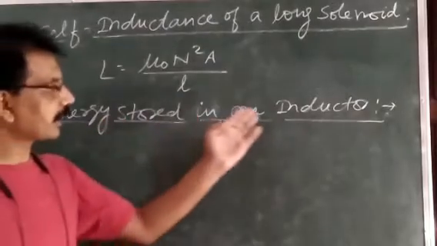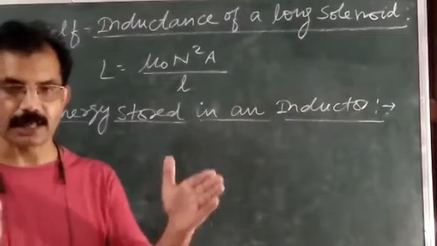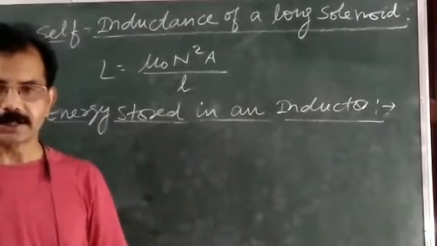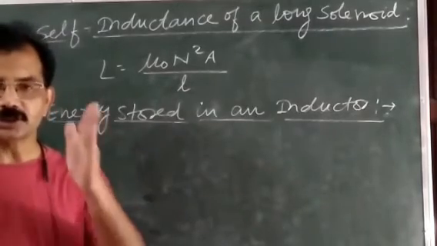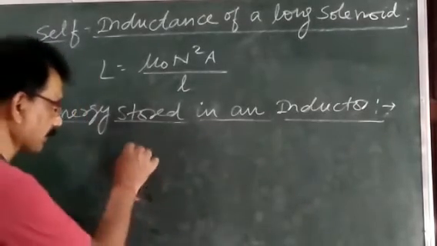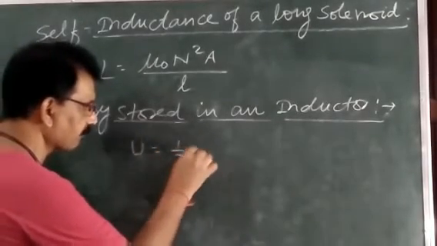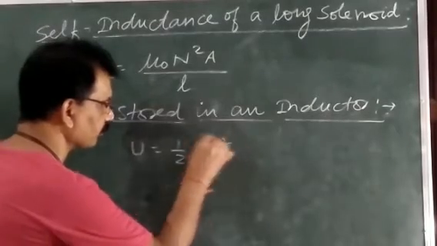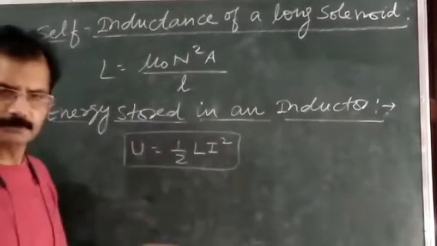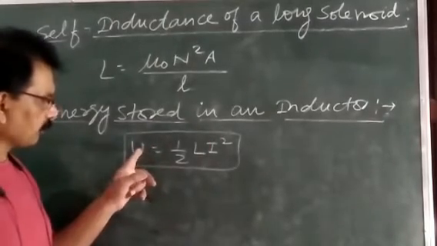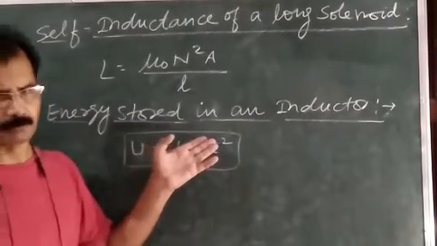Now, the energy stored in an inductor. Suppose an inductor has coefficient of self-inductance L, and when a current I is set up in that inductor through a battery, then the energy stored in that inductor is given by U is equal to half L I square. So please all of you know this formula. The energy stored in an inductor is U is equal to half L I square, and this formula is frequently used to solve numerical problems.